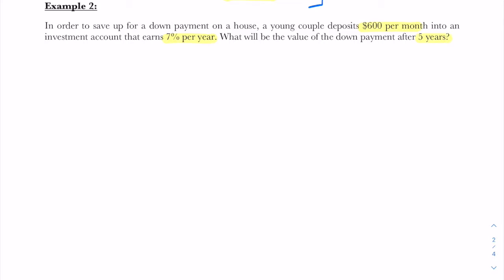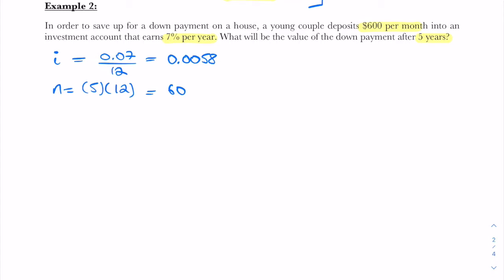Because we're making monthly payments, we're going to compound this monthly as well. So the interest rate per compounding period is the annual interest rate of 7% divided by 12. And that should give you an interest rate of about 0.0058 per month. As for the number of compounding periods, this couple is saving up for 5 years. They're making monthly payments, so 5 times 12 will give you 60 compounding periods. And it looks like we're all set.